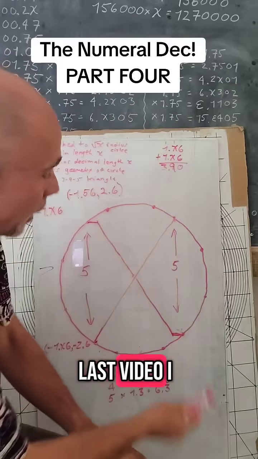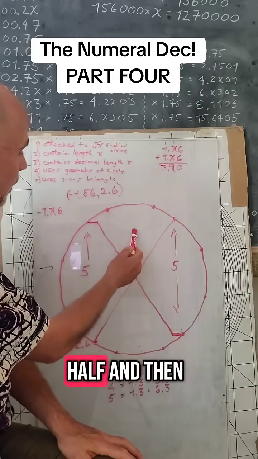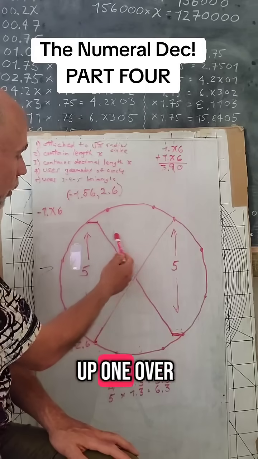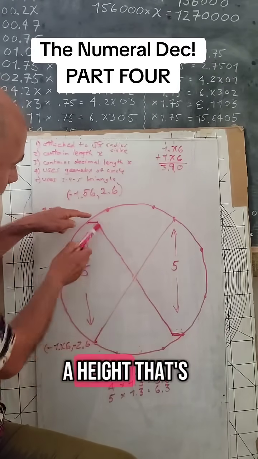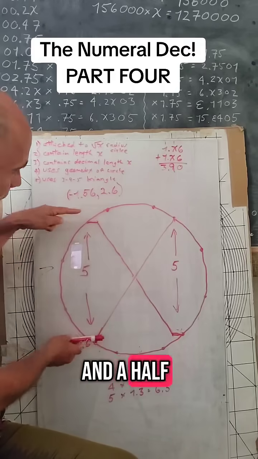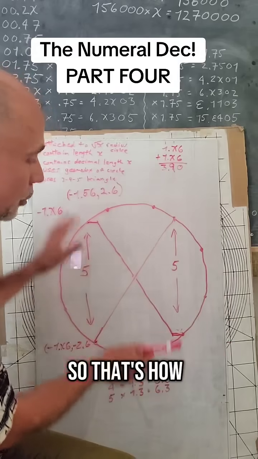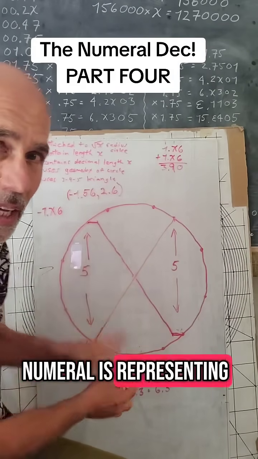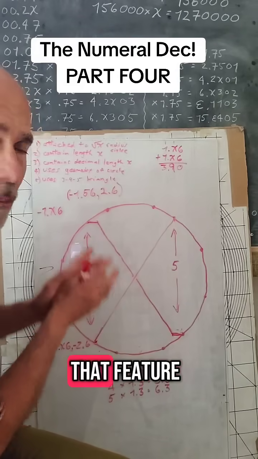So in the last video, I explained how drawing this line, we go up the length of 2.5, and then over. You go up 1 over 0.7, up 1 over 0.7, then half of that, and over half of 0.7. So we get a height of 2.5 and 2.5 is 5, and then 5 and 5 is 10, or DEC. So that's how we have the value of the number that the numeral is representing incorporated in the symbol, and that goes for all the numerals. They all have that feature.